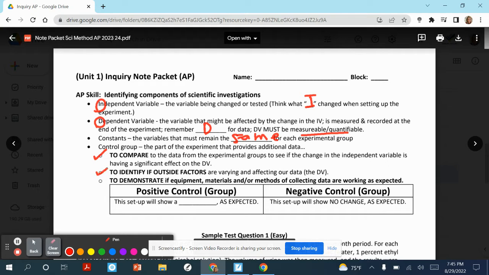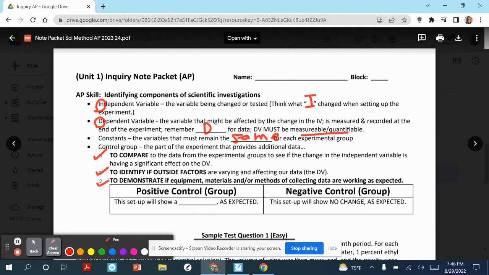Sometimes we use the control group to help us identify if there's other factors that are changing. So if some of our constants are changing, sometimes our control group can indicate that. So that means that you can't trust the data that you're collecting from your experimental groups because you have these outside factors affecting the data. And then sometimes it helps us determine if our equipment and our materials and maybe the methods or design of our experiment is going to collect data as we expect.